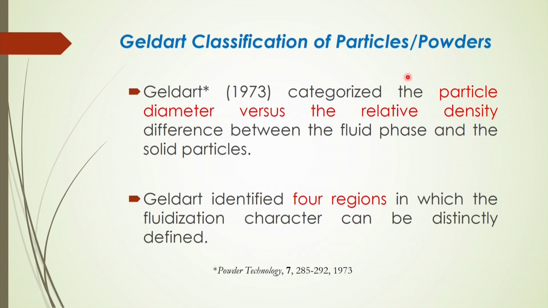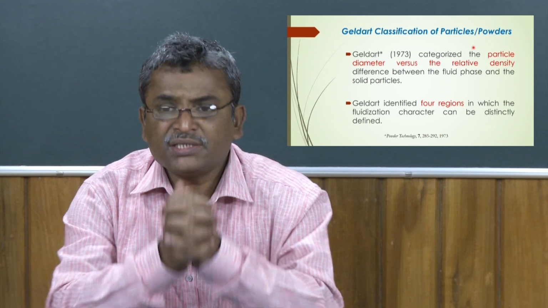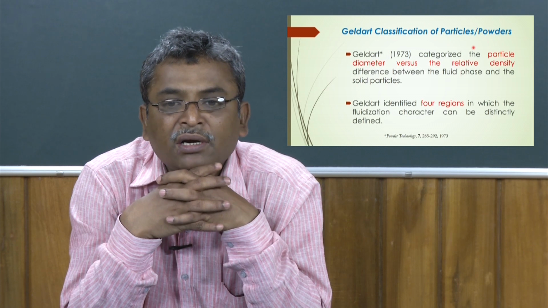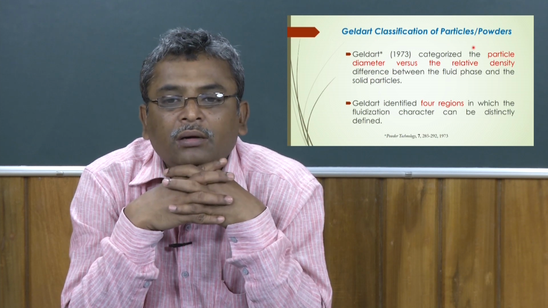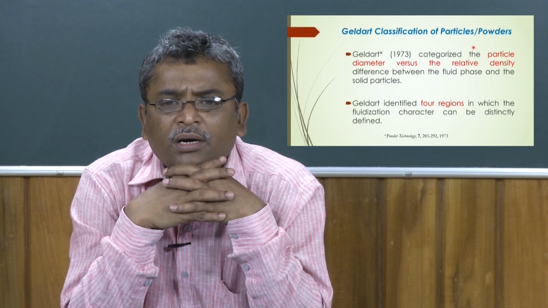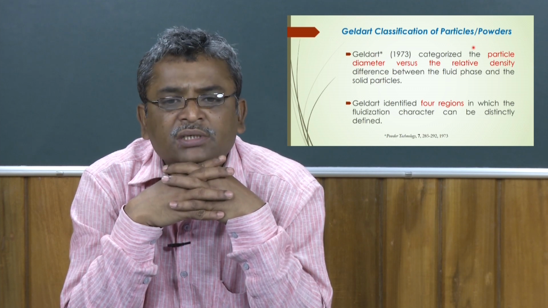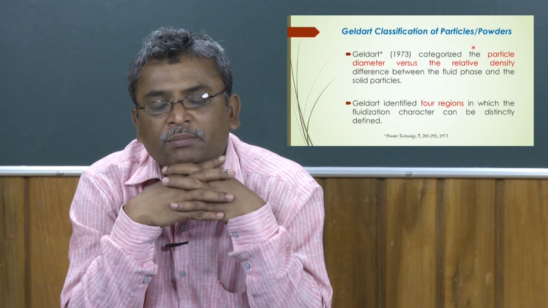Now, important: classification of the particles. Whatever particles you are using, it is very important how they can be classified. For fluidization purposes, you have to know whether they are smaller or finer particles, or coarser particles. In 1973, Geldart gave the standard way of representing particles by classifying them into different groups. He categorized the particles based on the diameter and the relative density of the particles, and segregated them into different groups based on their size.